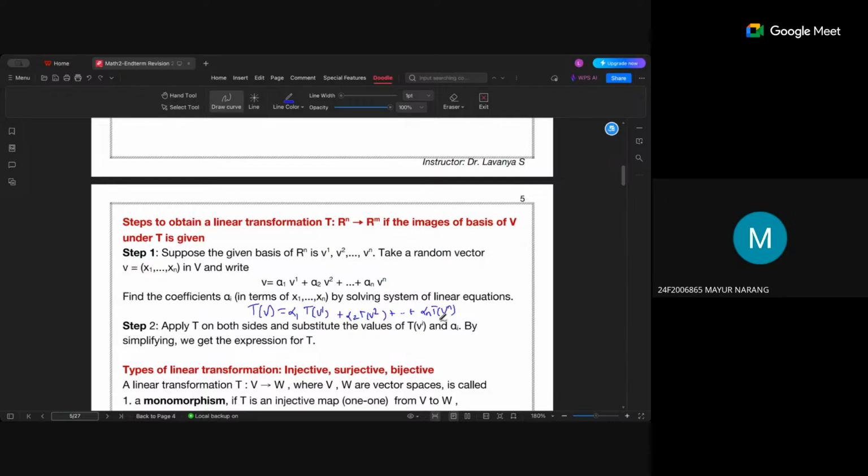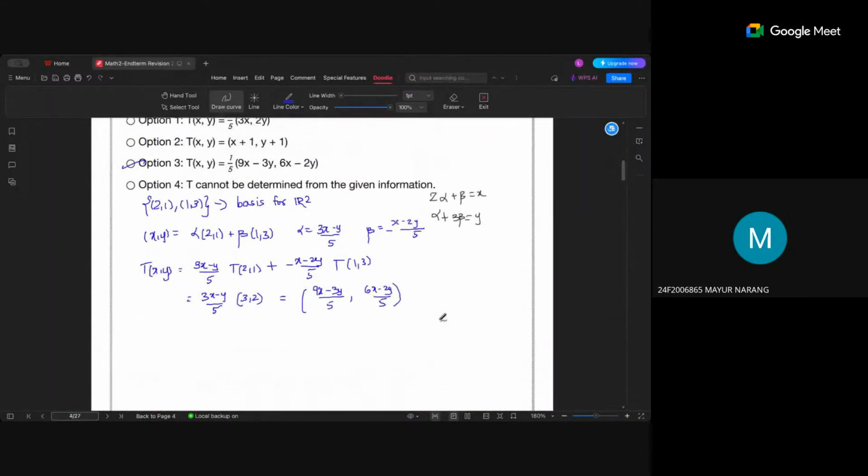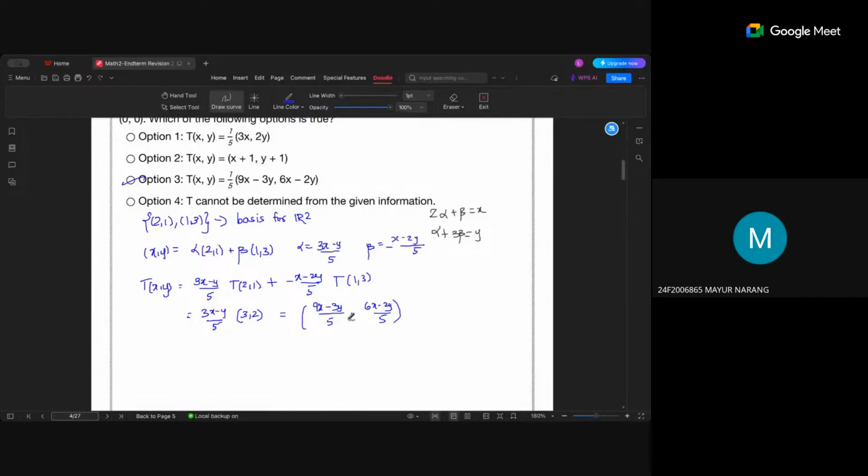Ma'am, exactly the problem happened is in the calculation with 9x. How is this calculation done, and the last part? I'm just multiplying this with each of the coordinates. So 3 multiplied with this and 2 multiplied with this, that's all. 3 into 3 is 9, so 9x minus 3y by 5, and then 6x minus 2y by 5.